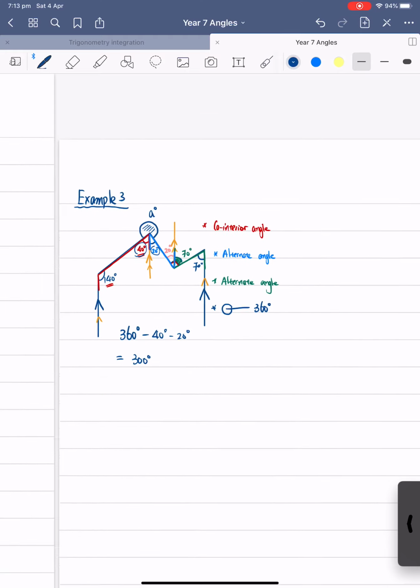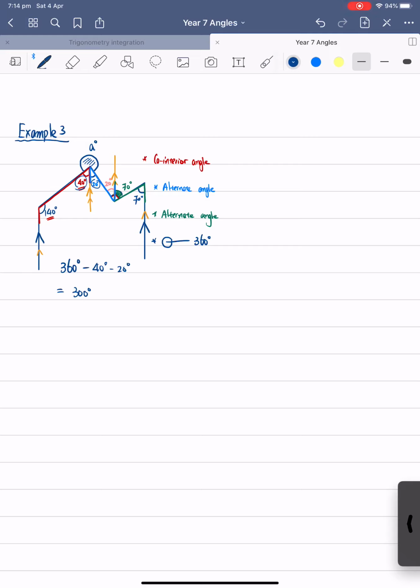All right, okay, so hopefully these 3 examples give you some idea about how to solve geometry questions. What you need to do is to add some lines, add some parallel lines, and then do the question step by step. All right, in my future lessons, I'm going to teach you more harder questions.